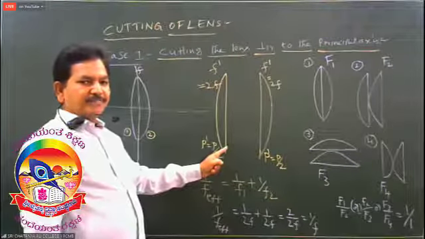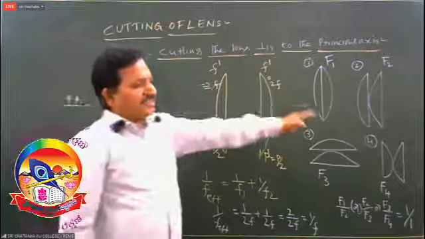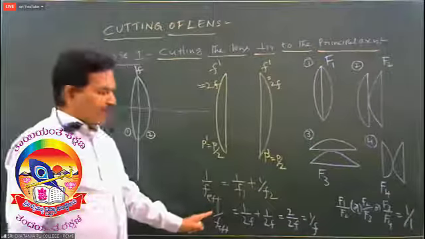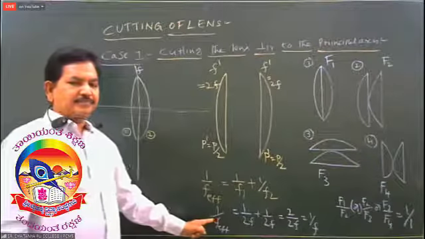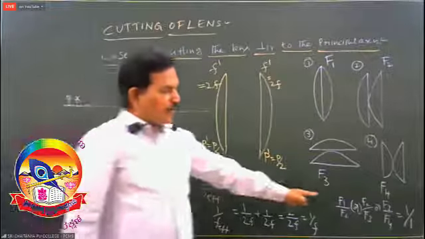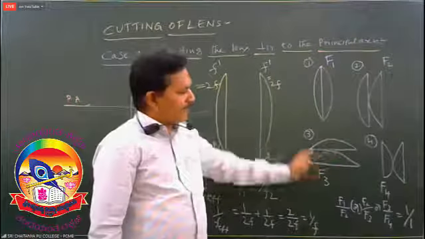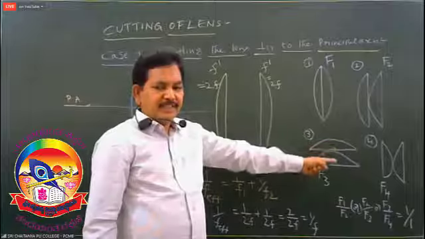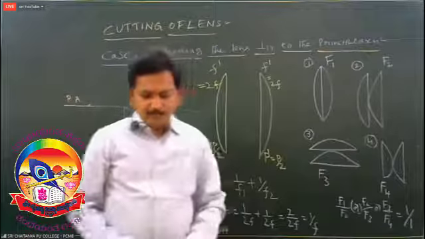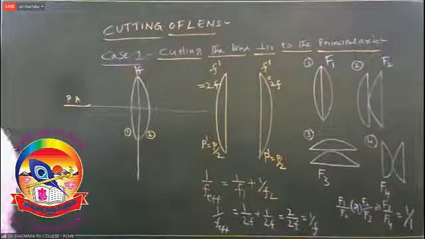After cutting, they can be arranged in different ways. The effective focal length is calculated like this. The ratio of focal lengths of any two combinations in these diagrams is 1:1 only.